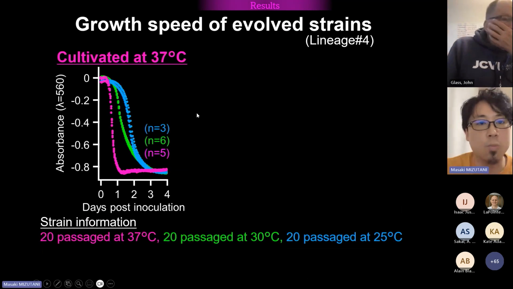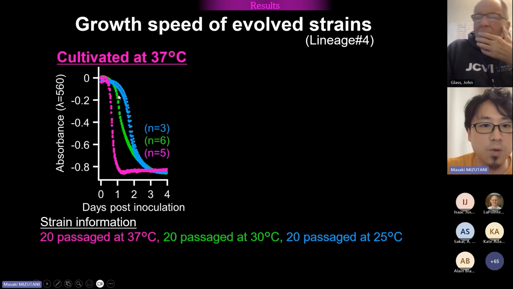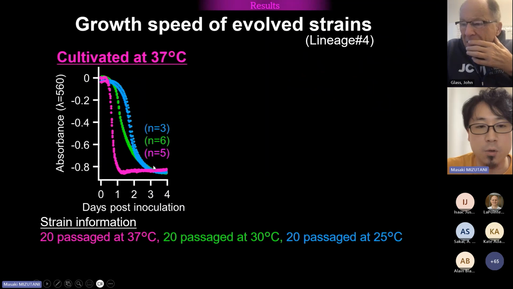Next, we compared the growth speeds of the three strains: one optimized at 37, one optimized at 30, and one optimized at 25. We cultivated these three strains at 37 degrees. The 37-optimized one had the fastest growth speed, the 30-degree optimized one was a little bit slower, and the 25-degree optimized one had the slowest growth speed.